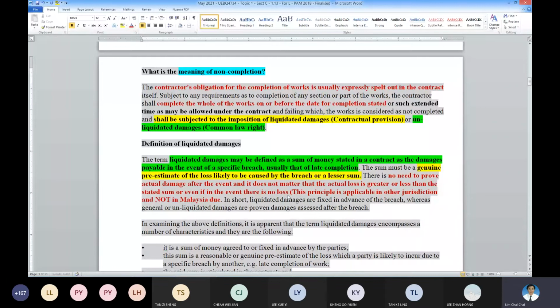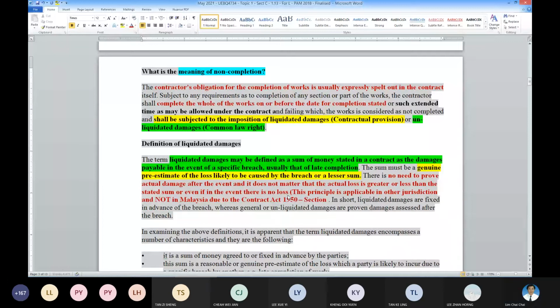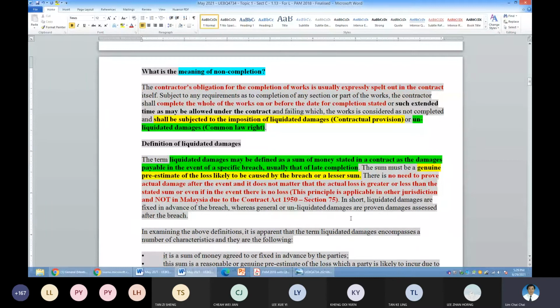Due to the Contract Act 1950, Section 75. So this is what is important. Okay, so under this common principle, if LD is a genuine estimate, then you don't need to prove actual loss already. Actual damage, no need to prove actual damage. That is a very important point.